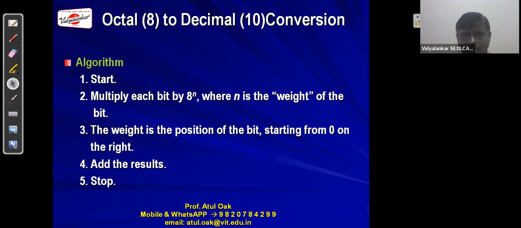I strongly recommend that whatever 1 or 2 minutes I'm giving, you write it rather than taking a pic, because by writing you will better understand and you will keep in mind what the algorithm is.